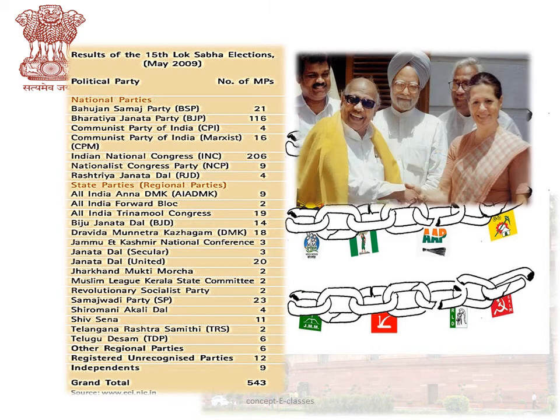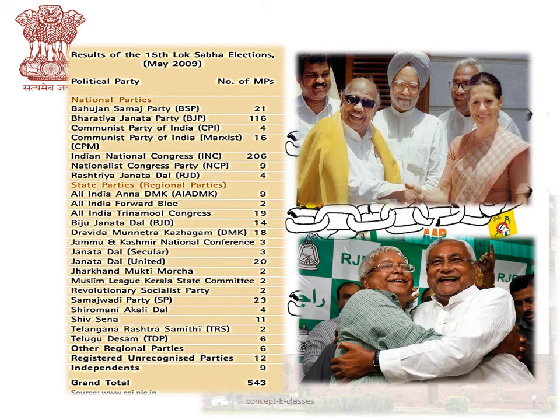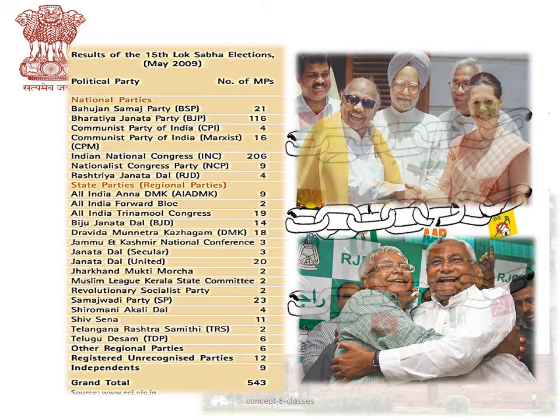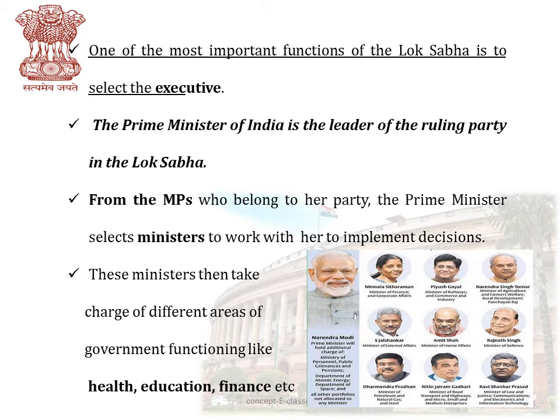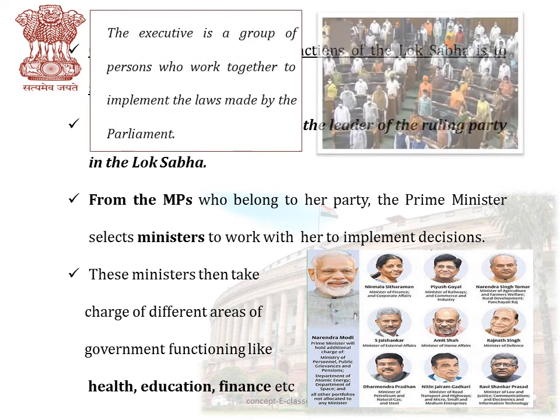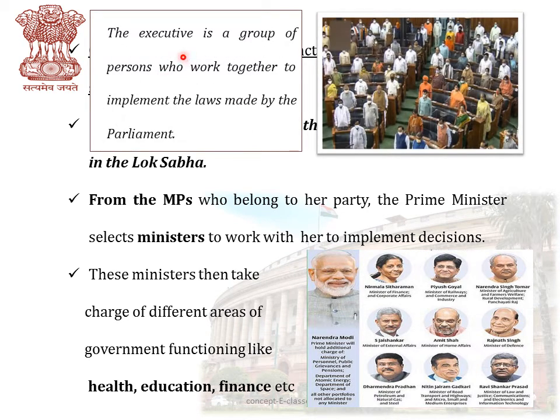So the Indian National Congress had to form a coalition, the United Progressive Alliance, with other political parties who were its allies. Now let's see the function of the Lok Sabha. One of the most important functions of the Lok Sabha is to select the executive. Now, who are the executives? They are a group of persons who work together to implement the laws made by the parliament.